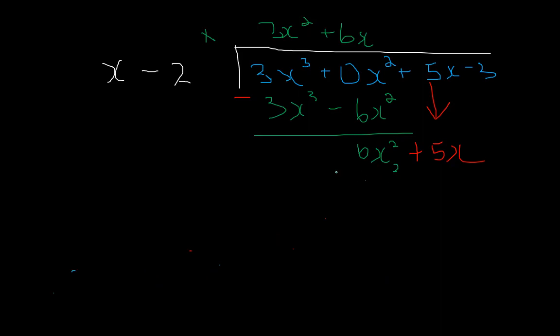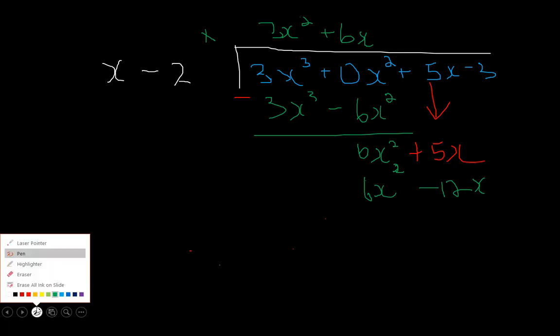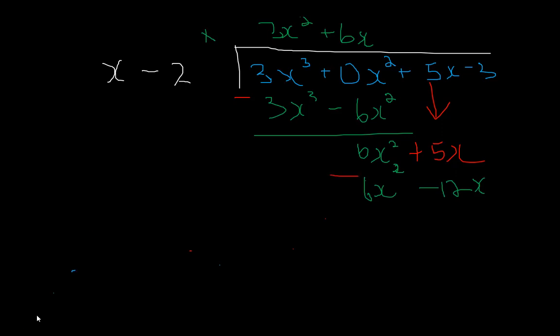6x squared. 6x squared. 6x times minus 2, that's going to give me minus 12x. Remember, we're subtracting them. 0, 17. Bring down the next one.